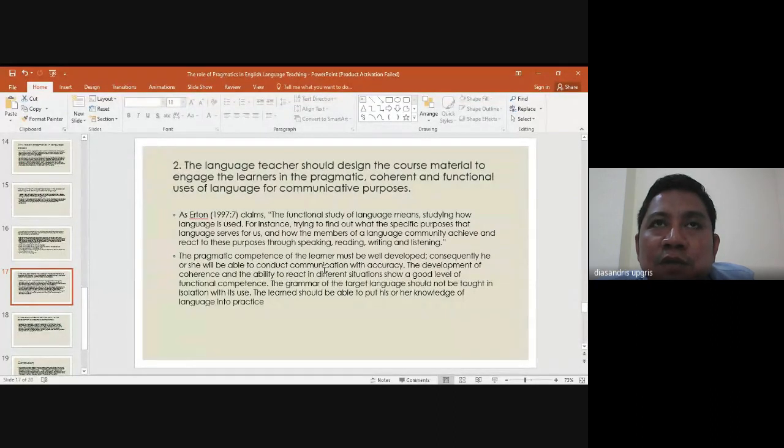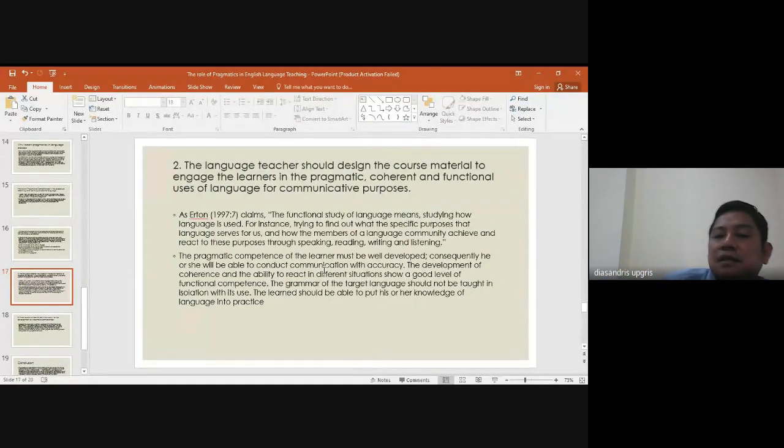Jadi kita menggunakan fungsi bahasa ya pada tataran untuk mencapai suatu tujuan. Tujuannya apa sih? Tujuannya adalah language communications gitu. Nah, language communication through apa? Speaking, reading, writing, and listening. And pragmatic competence, the learners must be well developed. Consequently, he or she will be able to conduct communication with accuracy. The development of the coherence and the ability to react different situations show a good level of functional competence. The grammar of the target language should not be taught in isolation with use. The learner should be able to put his or her knowledge of language practice.